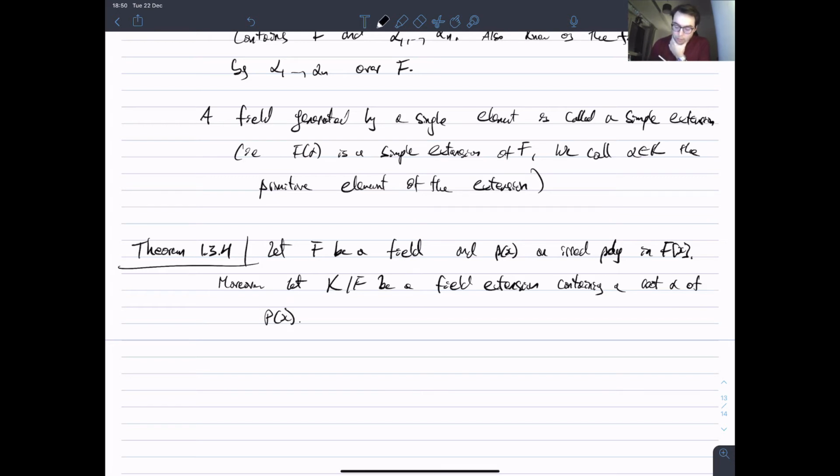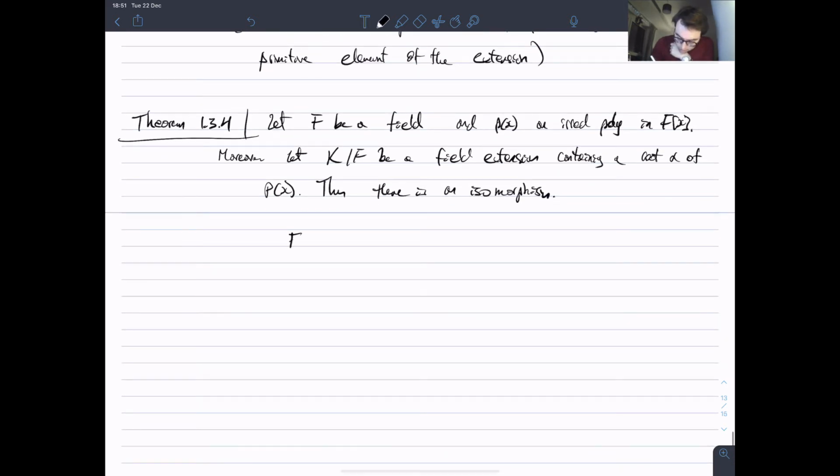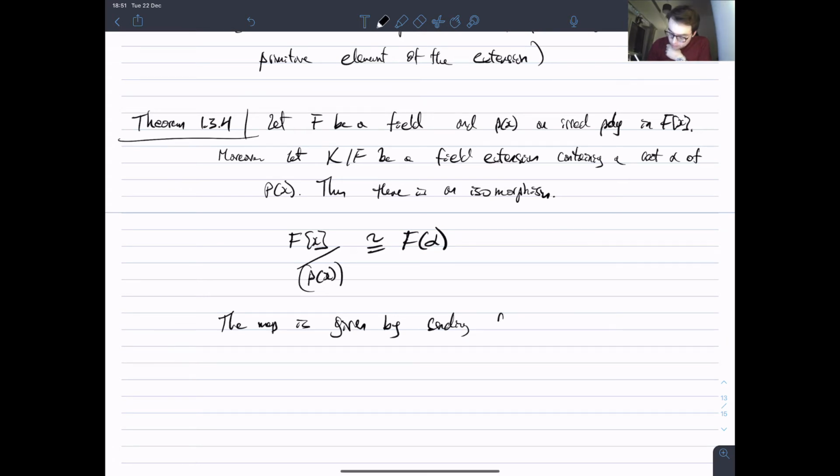So I look at one of the roots of my irreducible polynomial. I find a field that contains this root. Then there is an isomorphism as follows: F[X] mod P(X) is isomorphic to this field F(alpha). And this map is given by sending F(X) to F(alpha), i.e. evaluate at alpha.